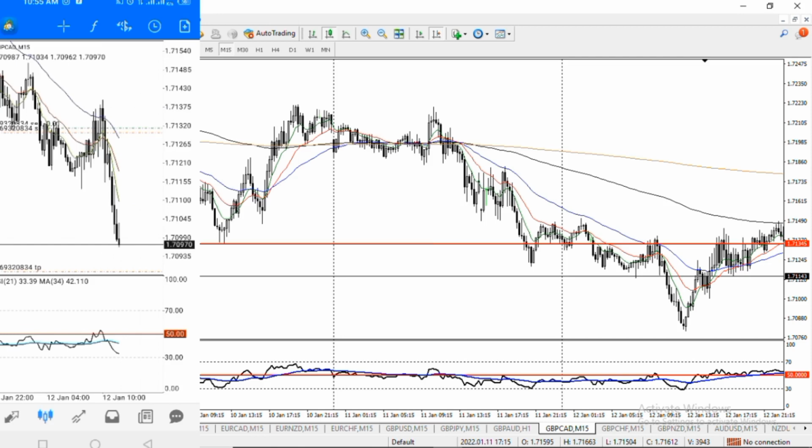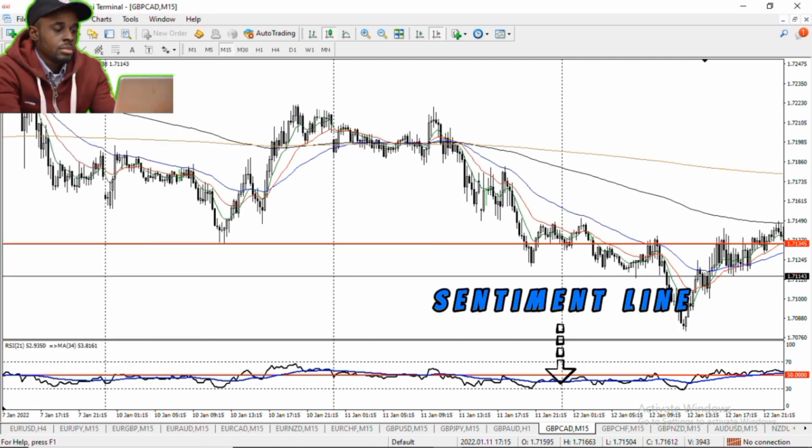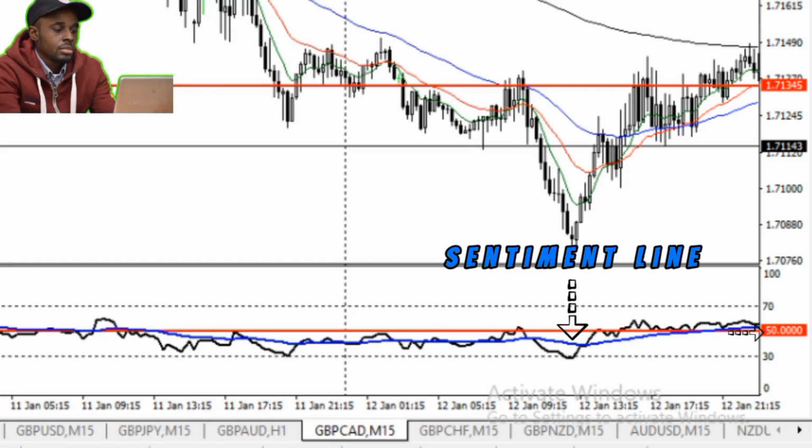The second thing I look for is the direction of the sentiment line, which is the blue line embedded within the 21 period relative strength index. As I said earlier, the TDI is the combination of the 21 relative strength index and the 34 period exponential moving average, and it has to be communicating the same bias as the moving averages. If the sentiment line is below the 50 area of the RSI, that tells me the market bias is bearish. Above the 50 area will tell me that the bias of the market is bullish.